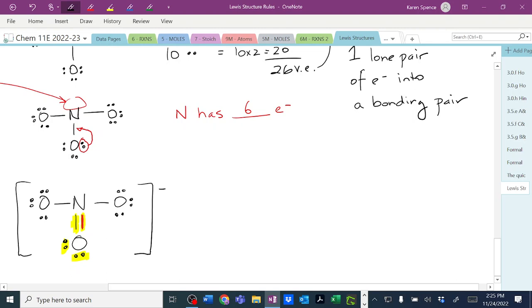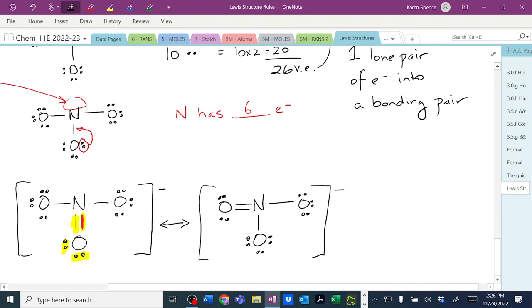However, it would also be equally possible to have a structure that looked like this, where we had the 2 lone pairs on the oxygen and 2 bonding pairs. That happened on the left-hand side instead. And then this one had 3 lone pairs and a single bond. And we show arrows in between showing that it actually goes back and forth between those 2. So it alternates.